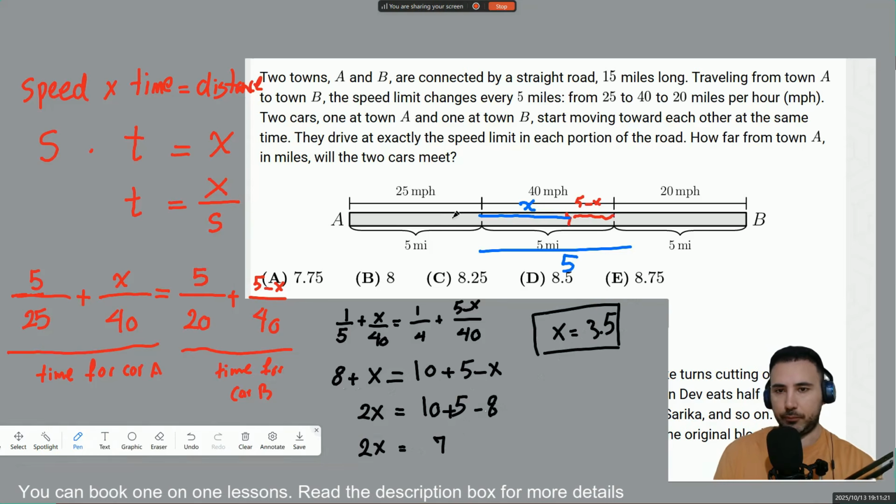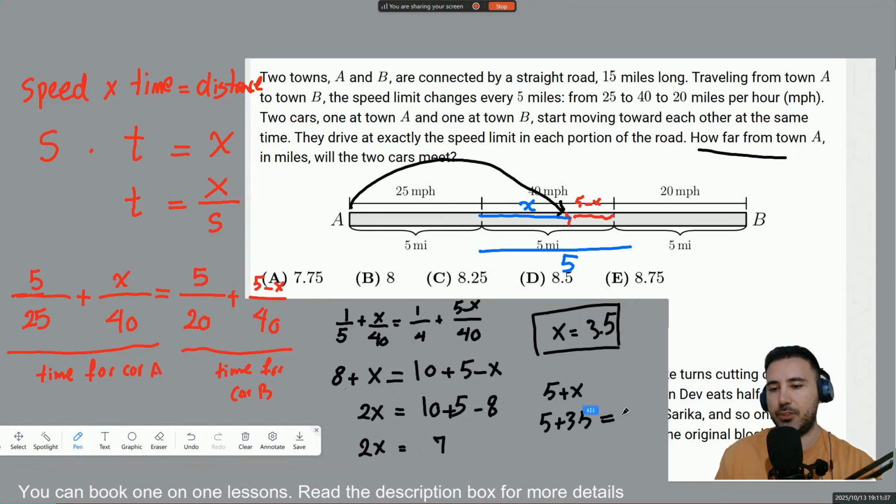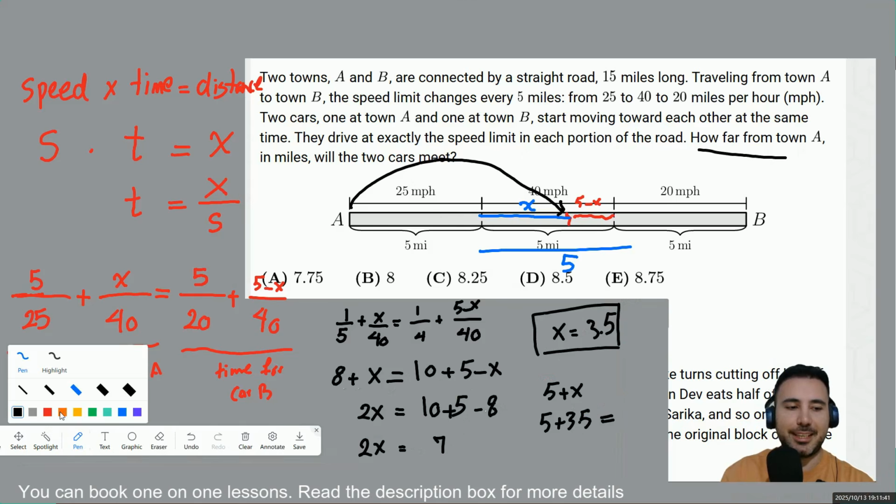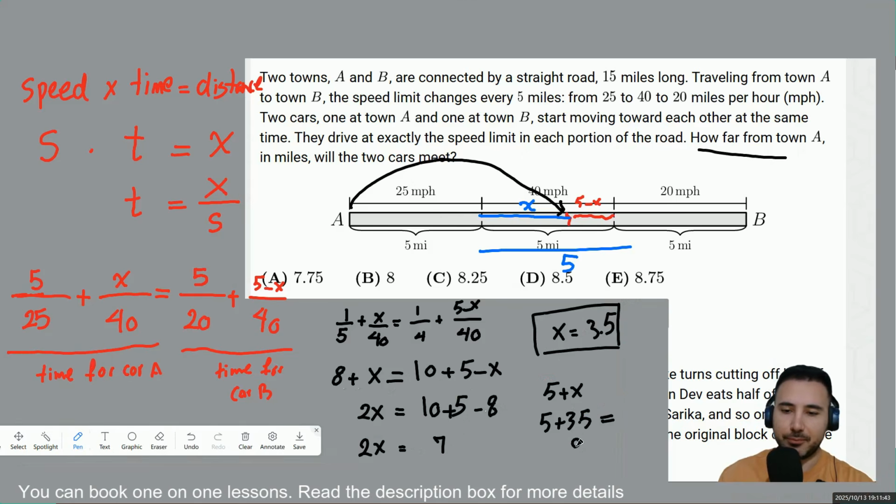Look, the question wants, how far from town A? This is a 5 plus an x. So the answer is just 5 plus x, which is equal to 5 plus 3.5. So the answer is just 8.5.